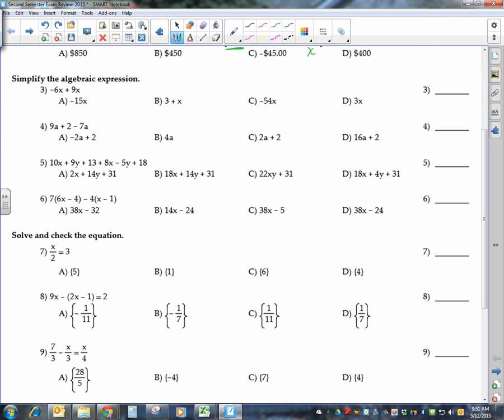All right, simplify the algebraic expression. Negative 6x plus 9x. Negative 6 plus 9 on your calculator is a positive 3, so that would be your answer.